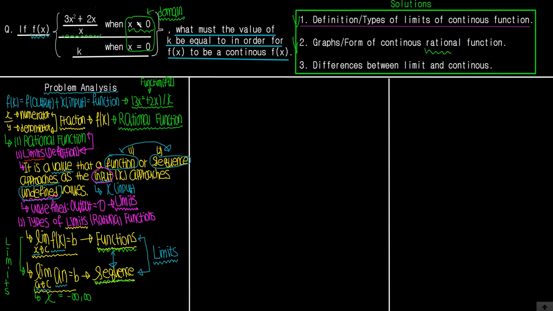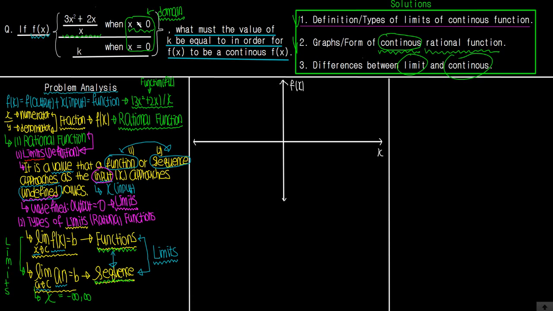Well, we know what a rational function is, but we don't know the definition of continuous. So the first thing we'll talk about is the difference between the limit and the continuous. If you think about the graphs of our rational function first, before the limit and the continuous, we might be able to explain all of them through our graphs.